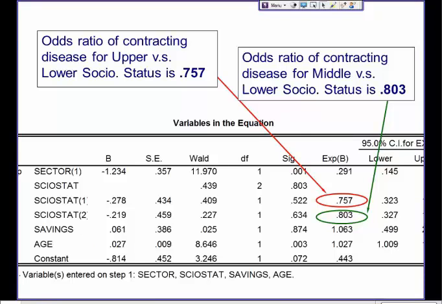We also have this age variable, and age variable has a p-value of 0.003. That means age variable is also a significant factor, right? And look at this coefficient here, 0.027. That means there's some kind of positive correlation. When age increases, the chance of getting disease increases. The odds of getting disease also increase.